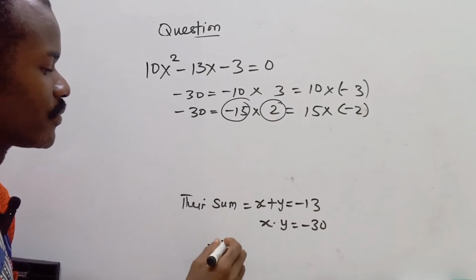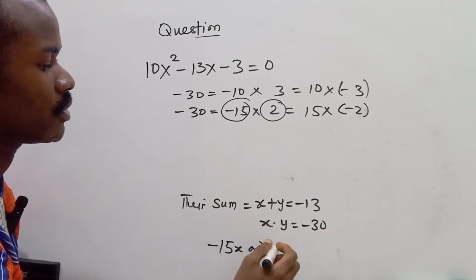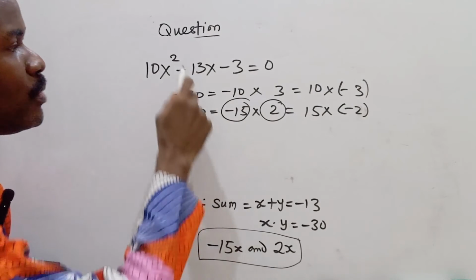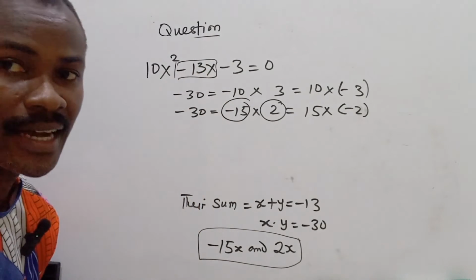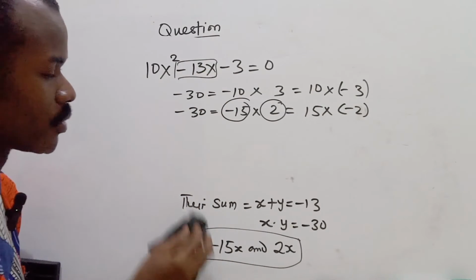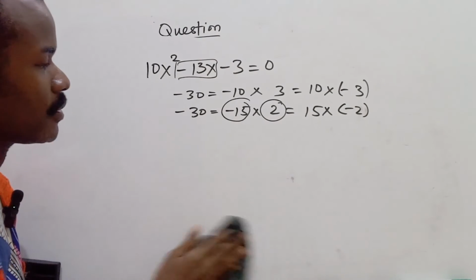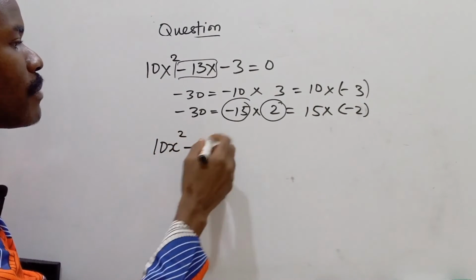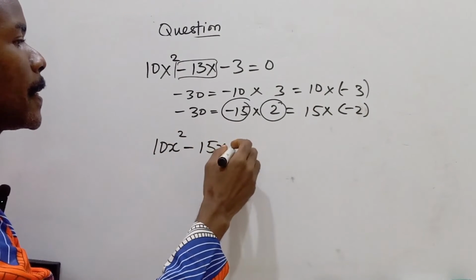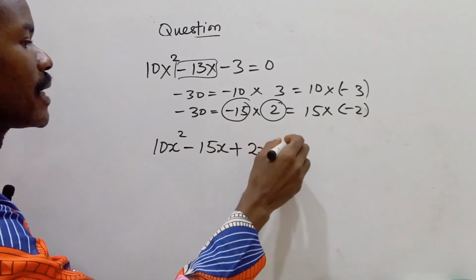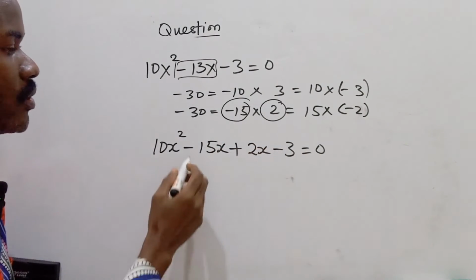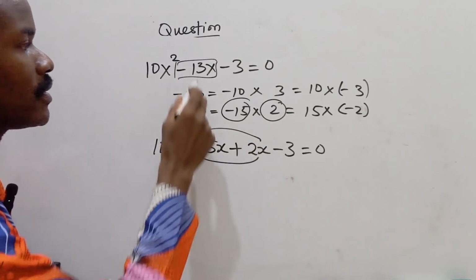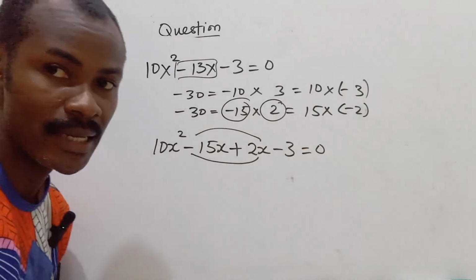So we are dealing with minus 15x and what? 2x. So this will rightly replace what we have here. That's the idea. So we are going to quickly replace it and factorize. So I have 10x squared minus, of course, we have 15x plus 2x minus 3 is equal to 0. Now recall that all this gives you this. Alright? So all this still represents that. So the equation is balanced.